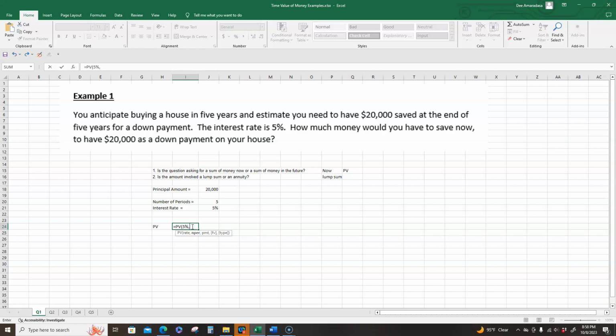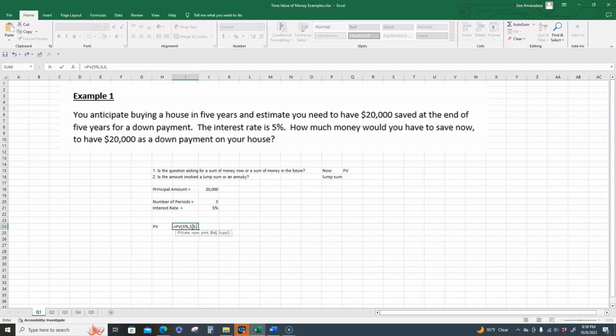Then you type in a comma. The next is Nper. Nper stands for number of periods. So what's our number of periods? In this example, it's 5. So I'm going to put 5. Next, payment. Well, in this example, we're not making any regular payments. There's no equal payments that we're inputting. We're putting a lump sum in the beginning and then just letting it grow. So for this, I'm going to put 0.